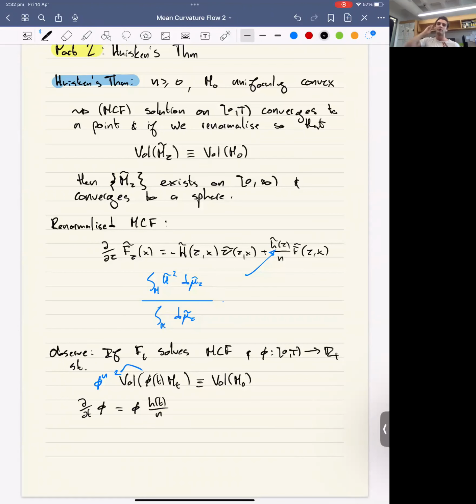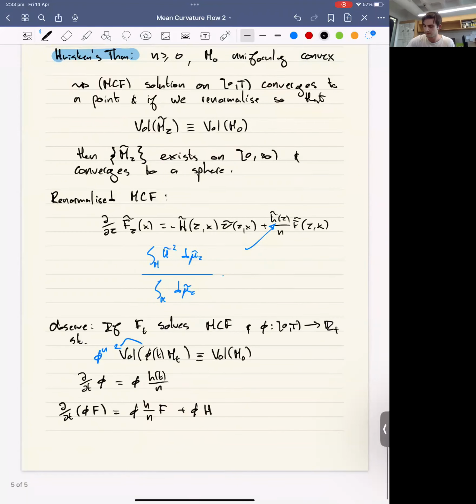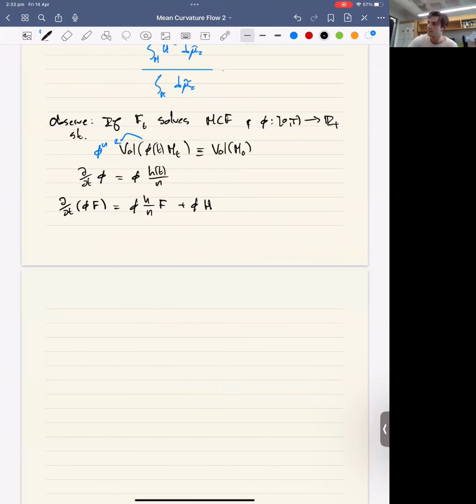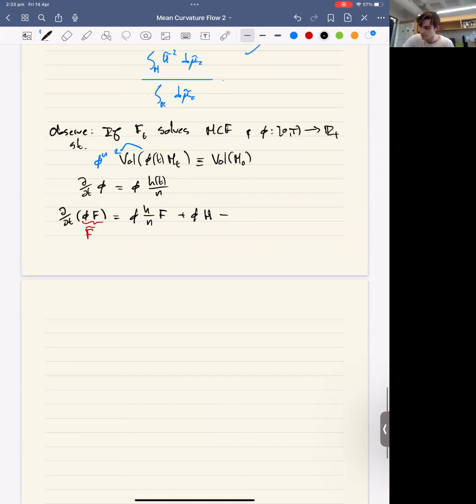this equation. And if I plug this into an equation like this, and differentiate using my product rule, what am I going to get? I get h n f plus phi h. So again, when I put a tilde, that's the normalized quantity, and without the tilde is the unnormalized. By this I mean this is going to be my eventual f tilde.